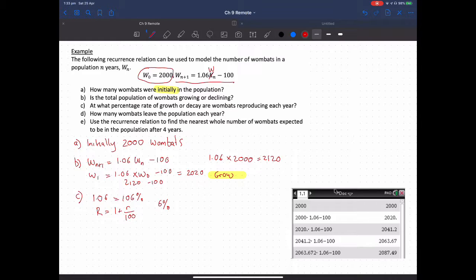Part D says to us, how many wombats leave the population each year? We can see that there's 100 that are leaving each year. So our answer there is 100 wombats.